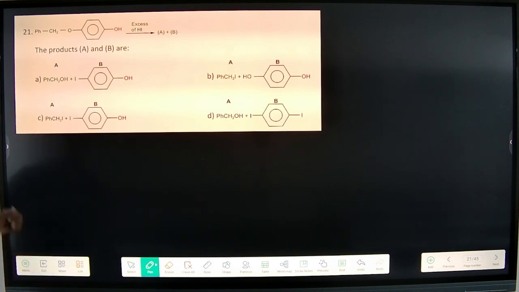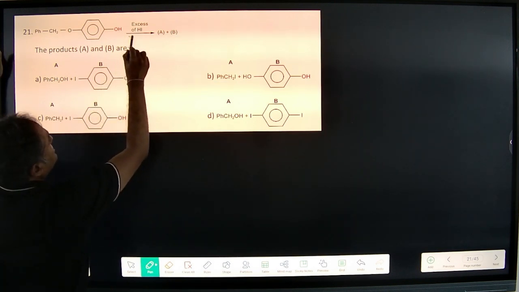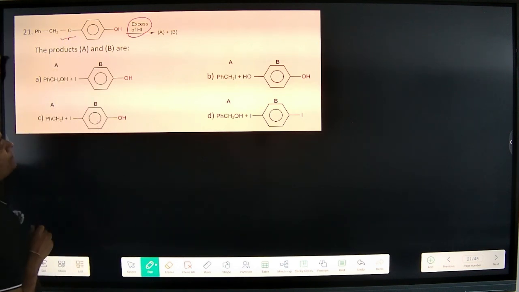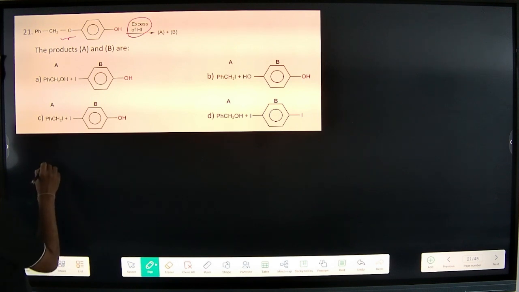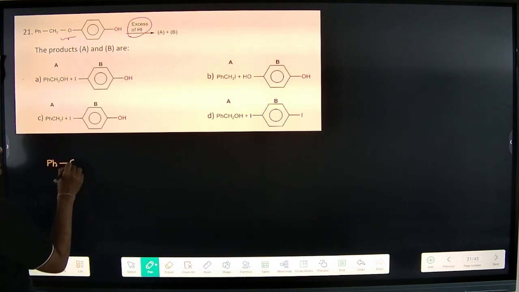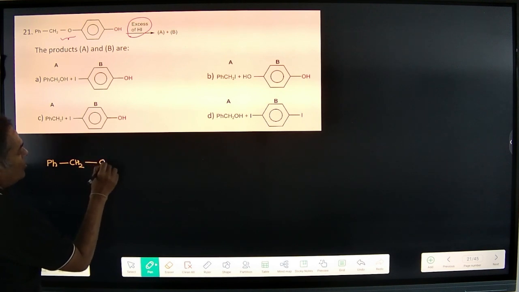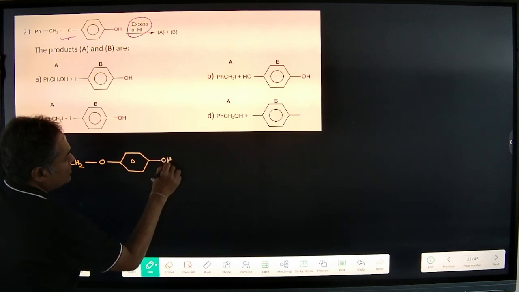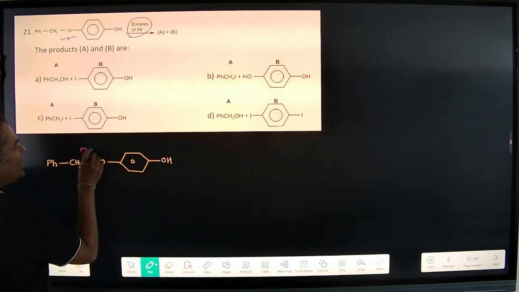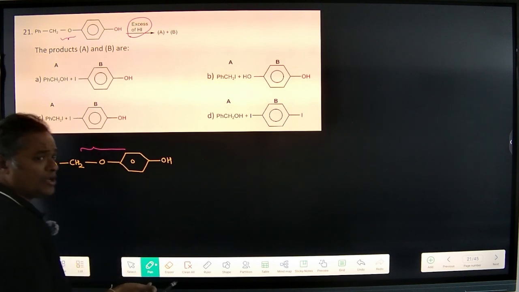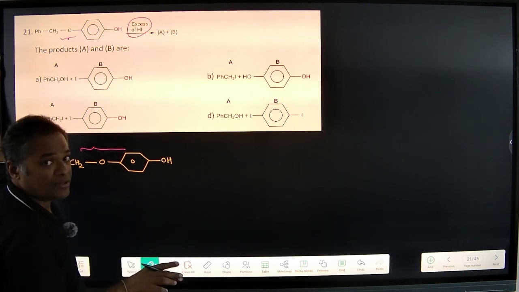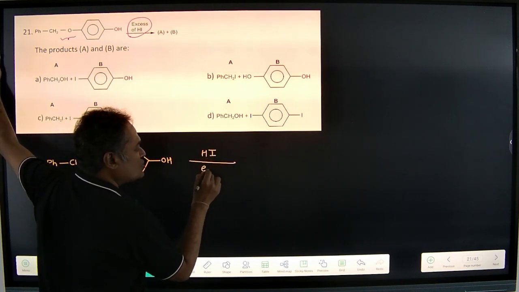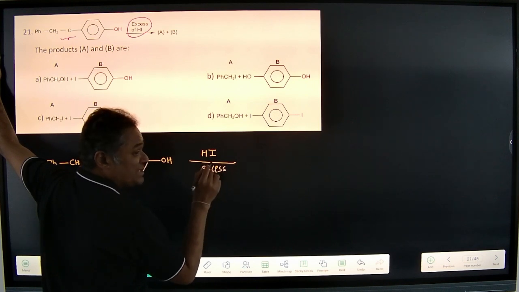Now, child, this is another question where excess of HI is given to you, and here you have got an ether. I hope it is clear. Now, when you talk about the situation of ether, let us write. We have got a C6H5, we have got CH2, we have got O, we have got a benzene unit, and you have got OH. Now, wait, before we start anything, can I tell that it is an aromatic ether? And kids, I have already given you the logic that whenever you have an aromatic ether and it has been treated with HI, it is very clear that your compound has to be a phenol. But let us see how we get that.